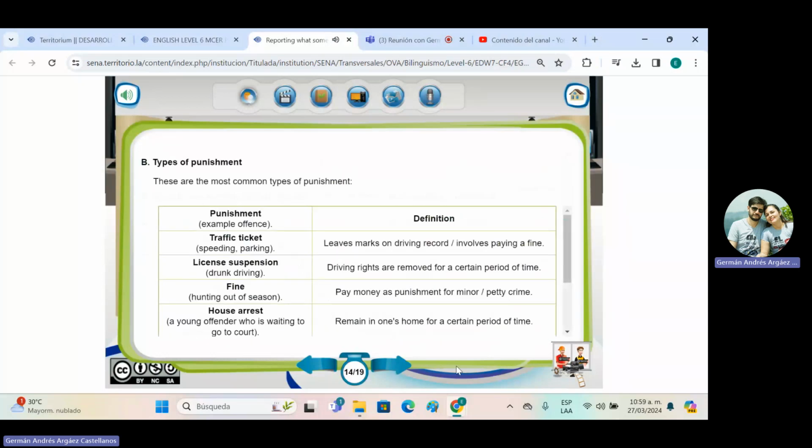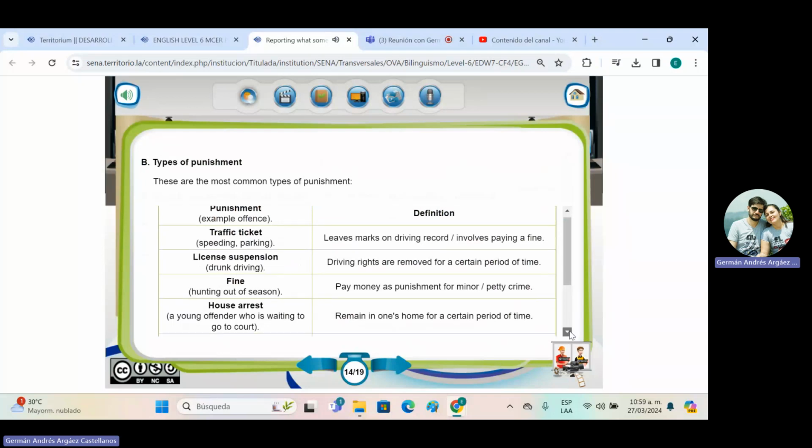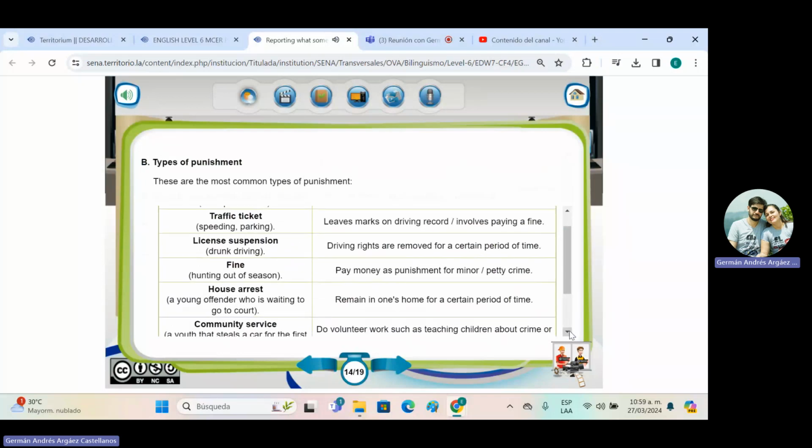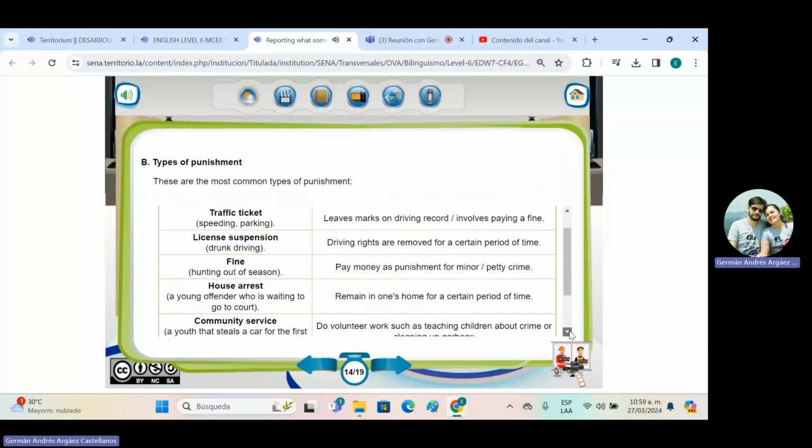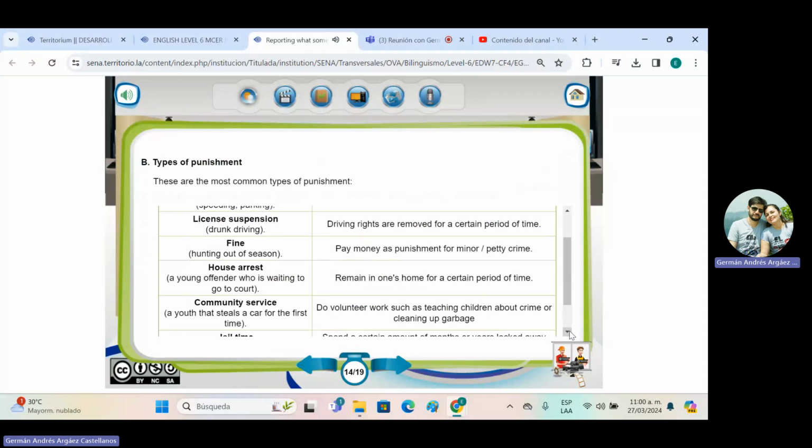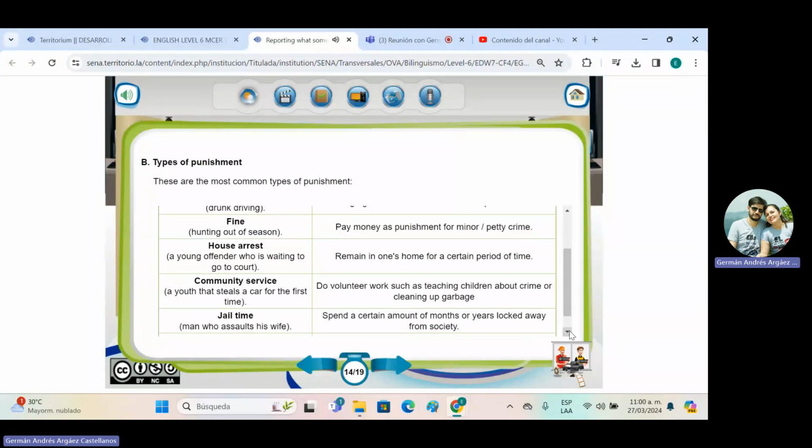B. Types of punishment. These are the most common types of punishment. Punishment, example offense, definition. Traffic ticket: speeding, parking. Leaves a mark on your driving record and involves paying a fine. License suspension: drunk driving. Driving rights are removed for a certain period of time. Fine: hunting out of season. Pay money as punishment for a minor, petty crime.